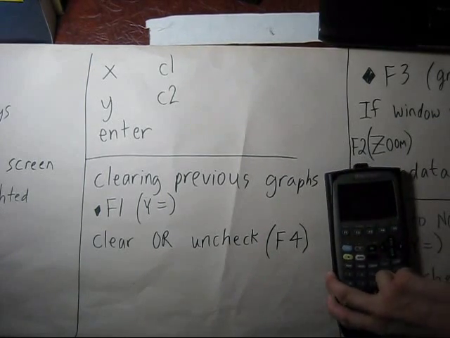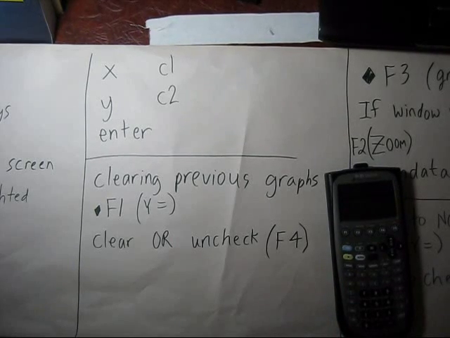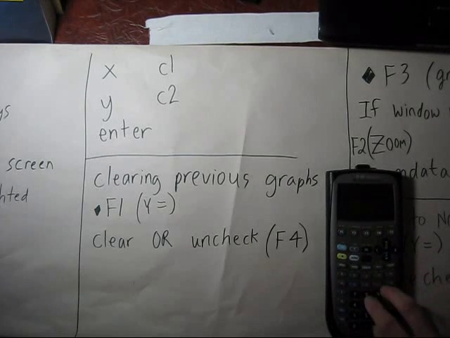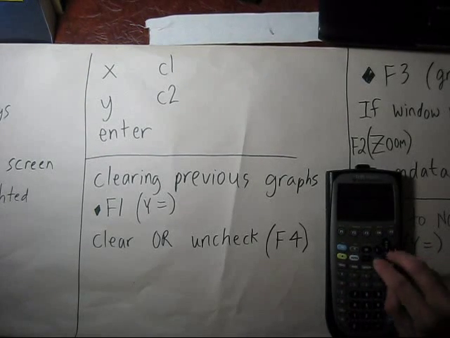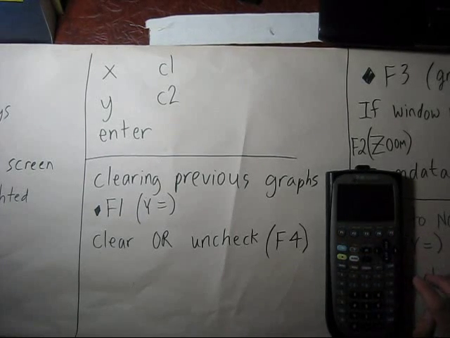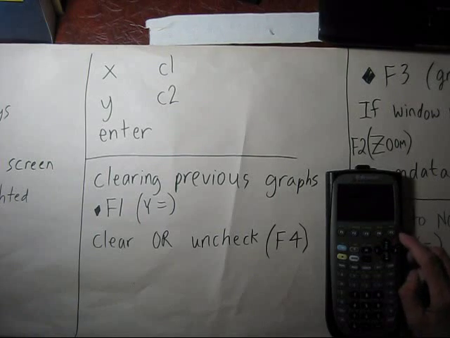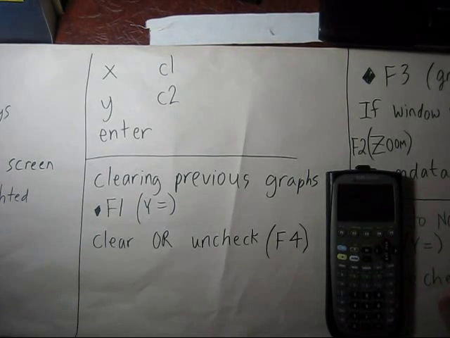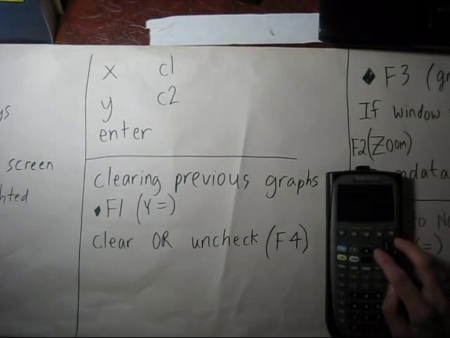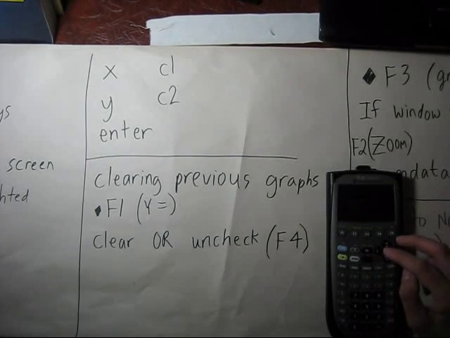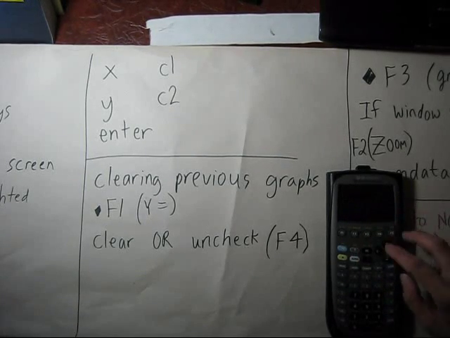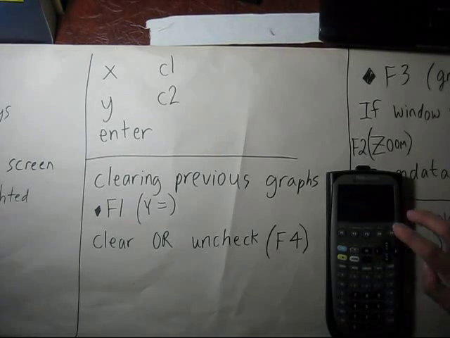Okay, now we're going to graph it. It's going to show previous graphs unless we clear them or uncheck them. So let's go to Y equals, which is your green diamond button, F1. Okay, one way to do it is just to hit clear and erase your equation. But maybe you want to use that equation that you typed in later. So we are going to uncheck it. See how it has a check just to the left of the Y1? So you hit F4. It's unchecked.